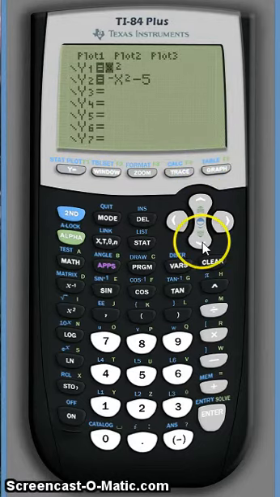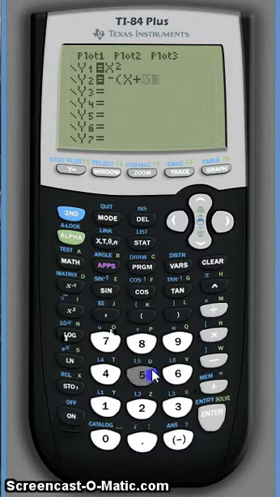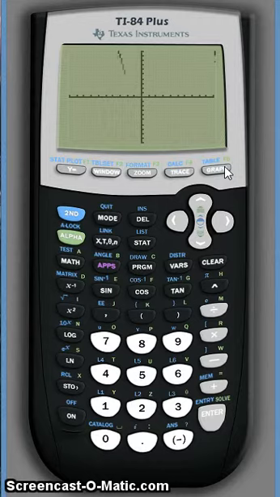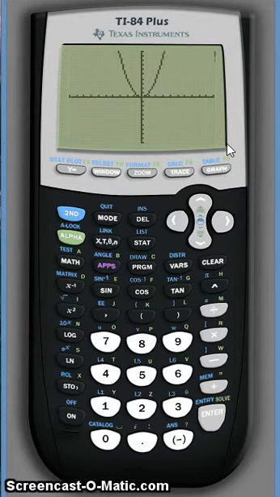Our last transformations are inside the parentheses. We're going to put the negative on the outside of the parentheses, and we'll say x plus 5, and then we'll square the entire set of parentheses, and we will graph. We again get a shift 5 units to the left and flipped upside down. For our final transformation, we're going to change this to a minus sign, graph again, and we get a parabola shifted to the right 5 units and opening downward.